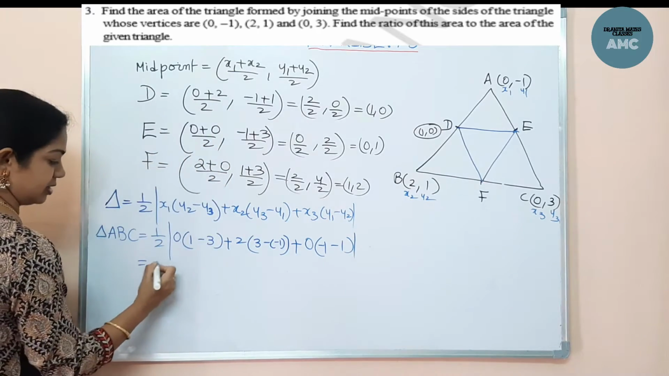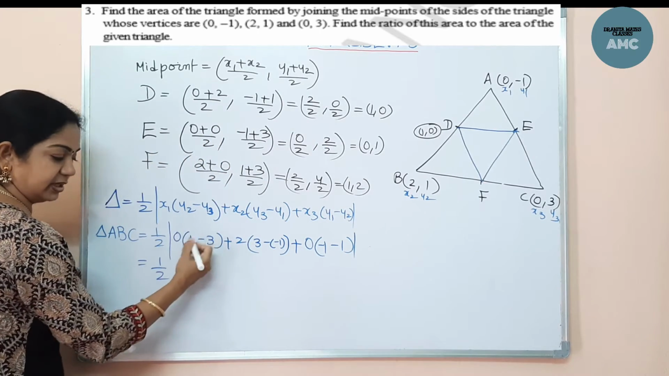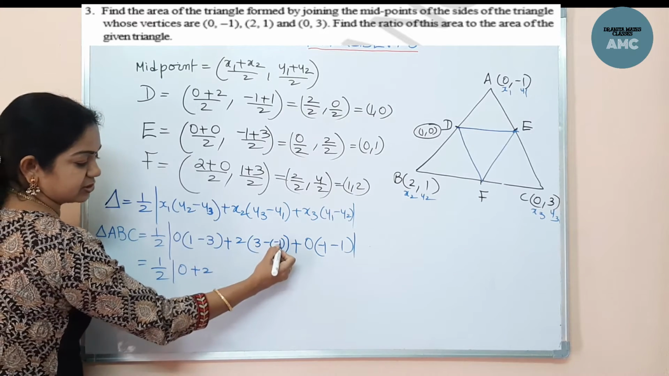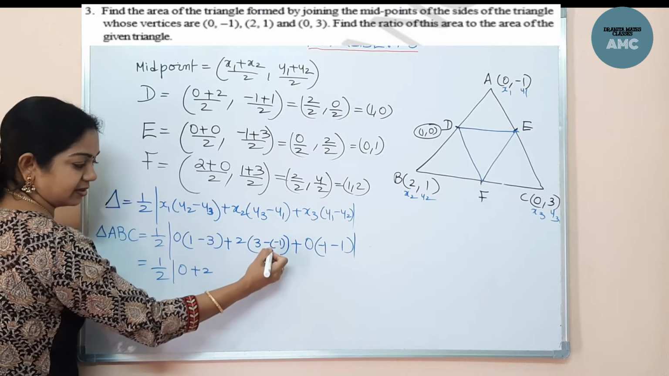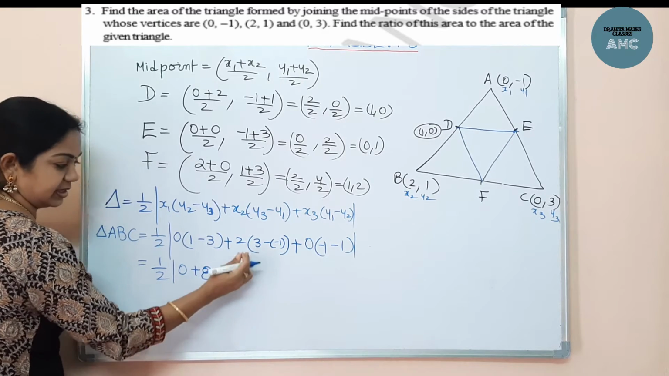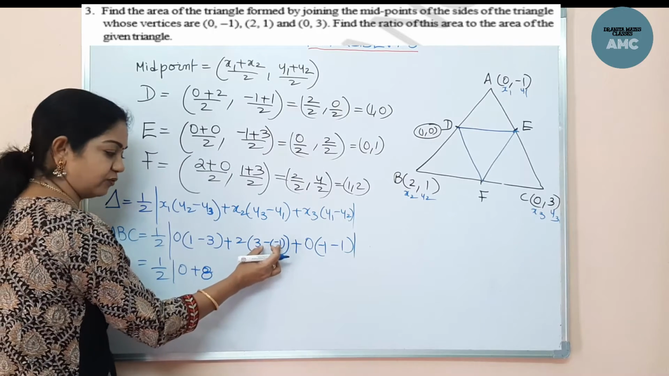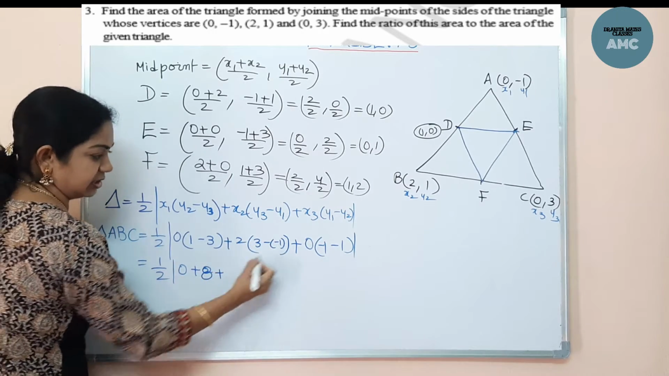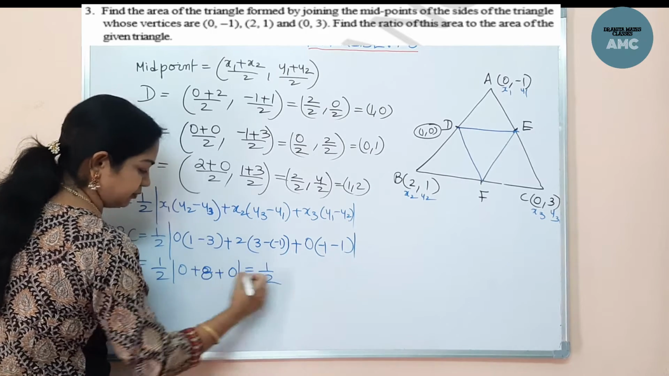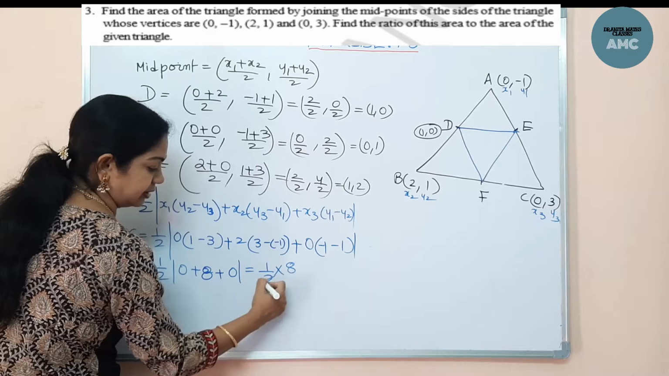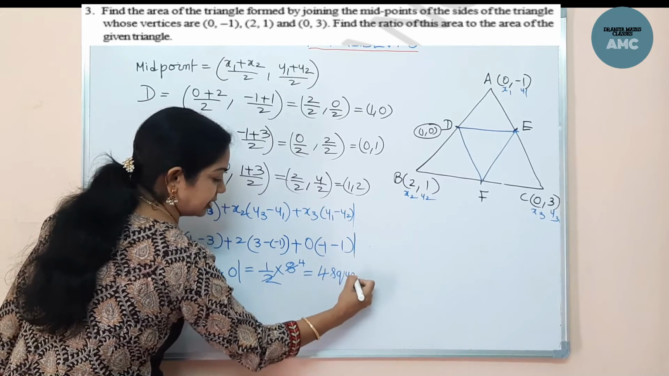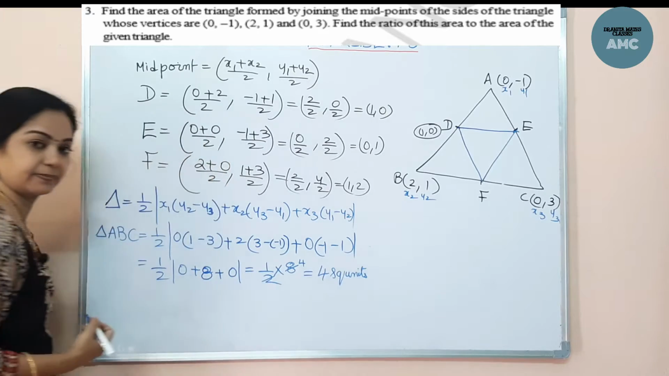So, this comes to half. 0 into anything comes to 0. Plus 2 into (3 minus of minus 1), so 3 plus 1 is 4, and 4 twos are 8. Now, 0 into anything is 0 again. So, this is half, if you remove the mod, into 8. So, this is 4 square units, the bigger triangle area. Right.